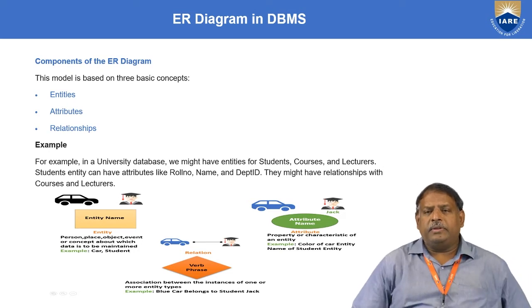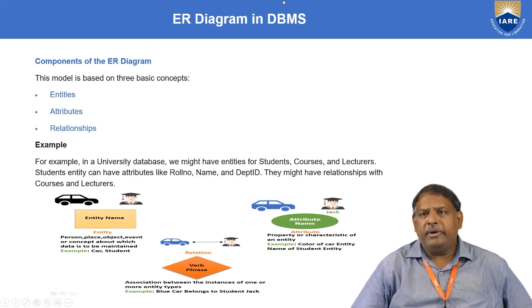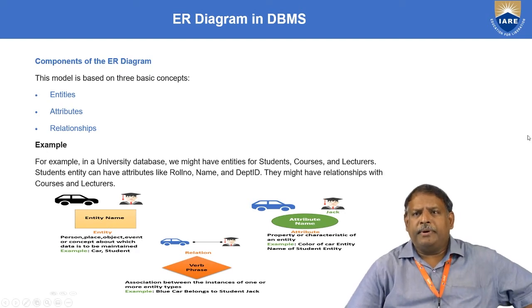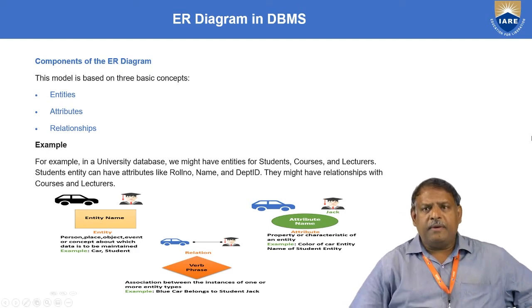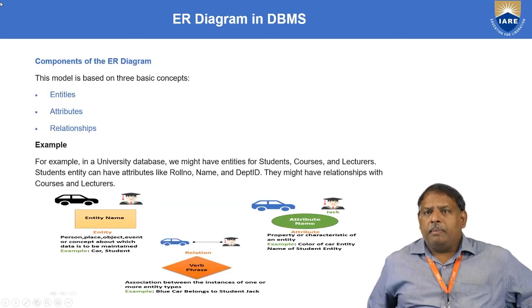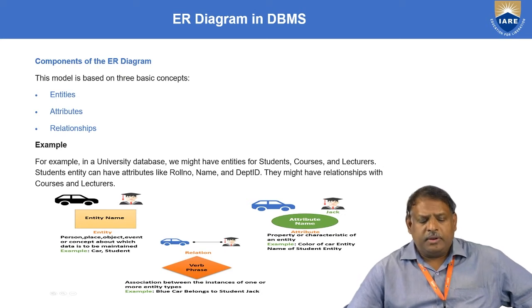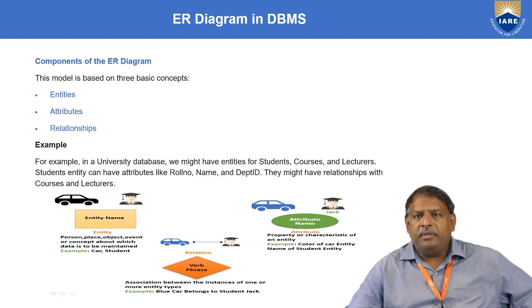For example, in a university database, we might have entities for students, courses, and lecturers. A student entity can have attributes like roll number, name, and department ID. See, attributes are nothing but the properties of an entity. They might have relationships with courses and lecturers. Here, the entity name is the university.